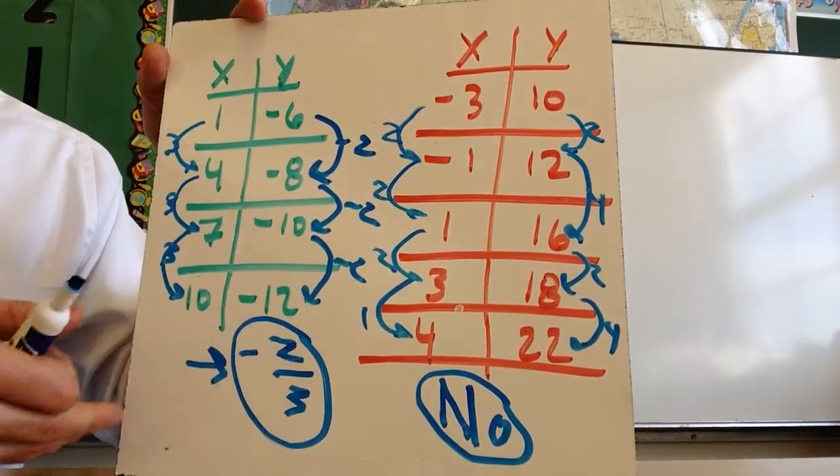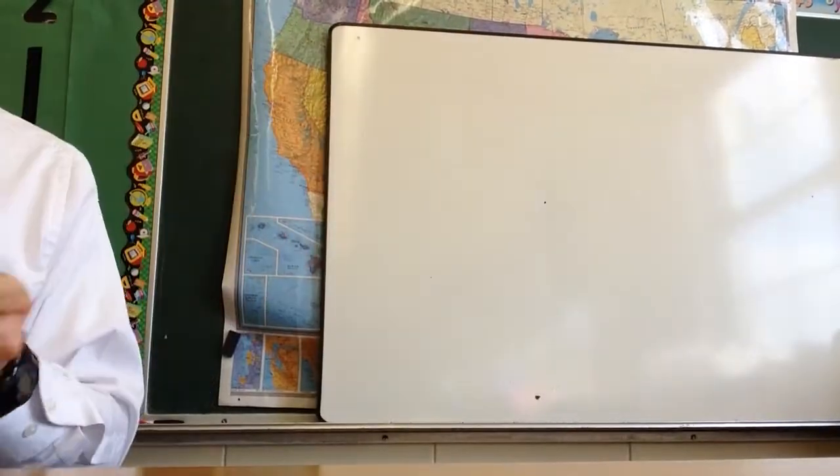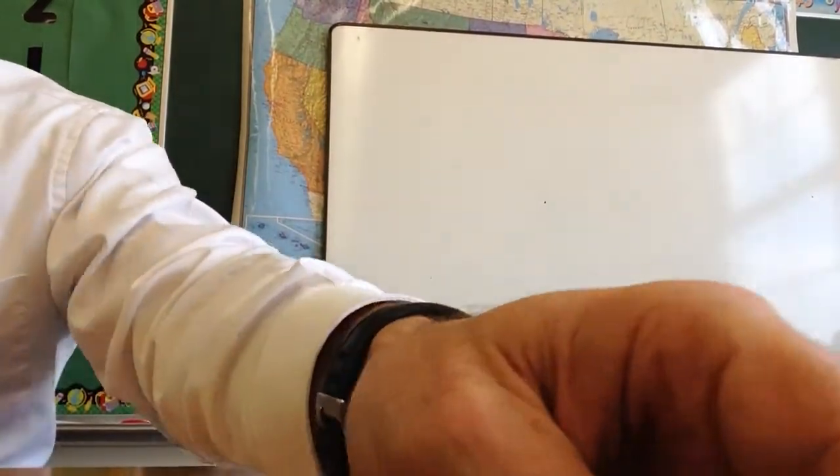And so that's what you're looking at with these tables. Do they create a straight line? And that's all we're going to work on from the first half of Chapter 3.3.